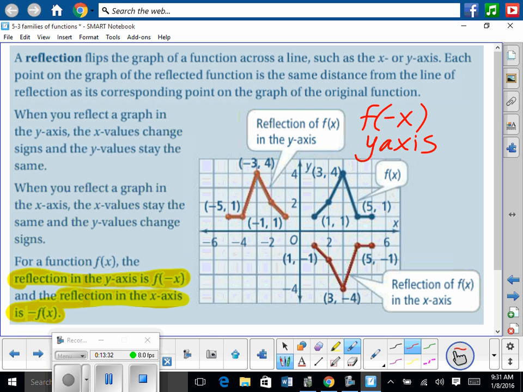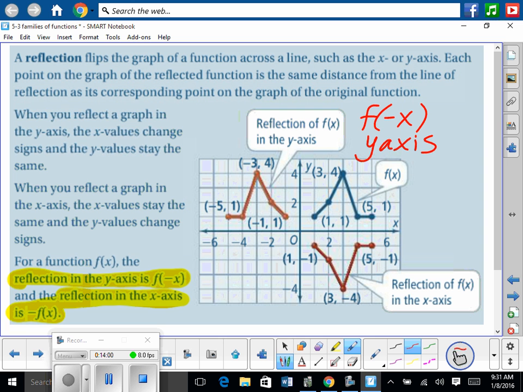So notice, when we reflect over the y-axis, all of our y values stay the same. It's still up at this y value of 4, still up at 4, still up at 1, still up at 1. But the x values are just the opposite. Negative 1, 1. Negative 5, 5. Negative 3, 3. So do you see how that works? You plug in a negative x, it's the opposite of x. Does that make sense, everybody?